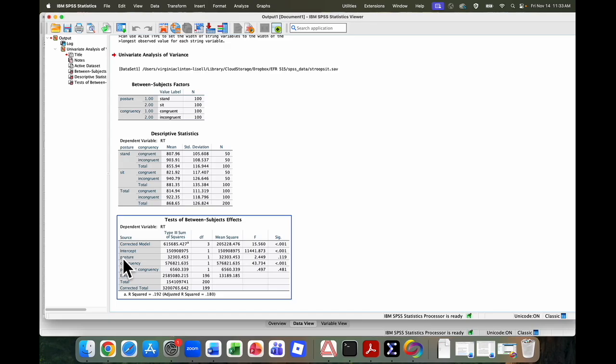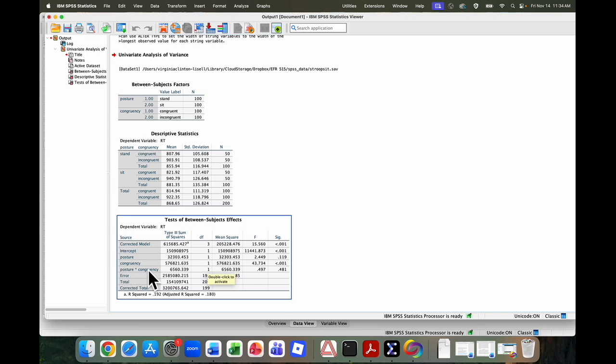Now, what we can see here is that posture was not significant, but congruency was. This is not surprising that congruency was significantly different, given that this is a longstanding finding in psychology. Now, for both posture and congruency and for the posture by congruency interaction, our degrees of freedom is 1 because these each have 2 groupings. There's 2 groupings for posture, 2 for congruency. And then when we're looking at the main effect, the degree of freedom is n minus 1. So 2 minus 1 is 1.